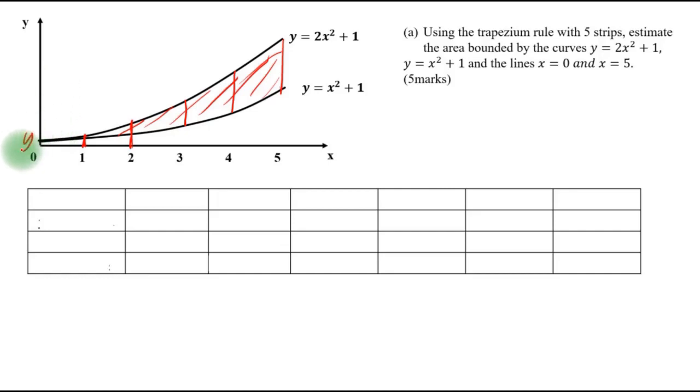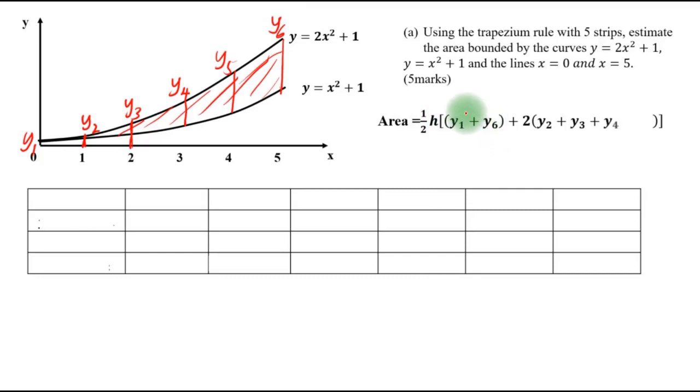So we have y1, y2, y3, y4, y5, and then y6. The formula for finding area using the trapezium rule is given by a half of the height times y1 plus y6, then plus the sum of the other heights multiplied by 2.